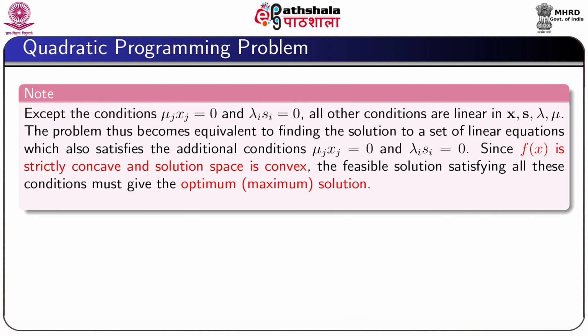It is to be noted here that except the conditions mu j xj equal to 0 and lambda i Si equal to 0, the other conditions are linear in x, s, lambda and mu. The problem thus becomes equivalent to finding the solution to a set of linear equations which also satisfies the additional conditions mu j xj equal to 0 and lambda i Si equal to 0. Since f(x) is strictly concave and the solution space is convex, the feasible solution satisfying all these conditions must give the optimum solution.